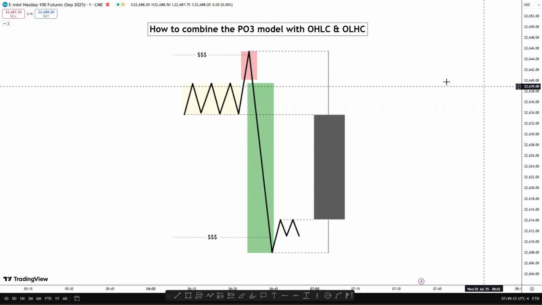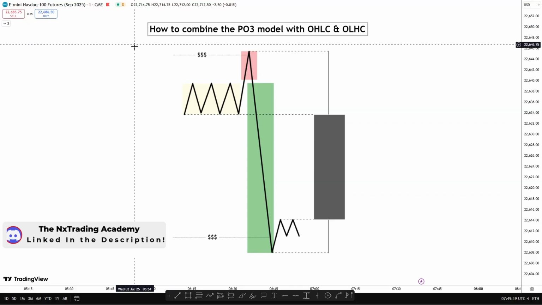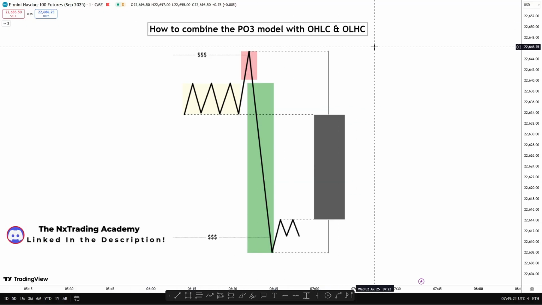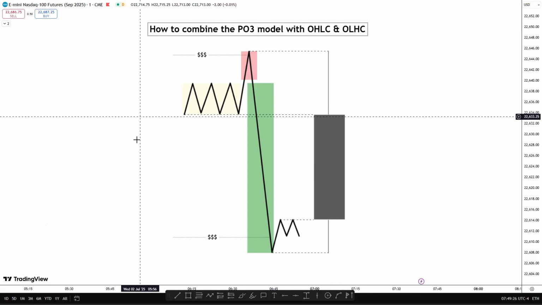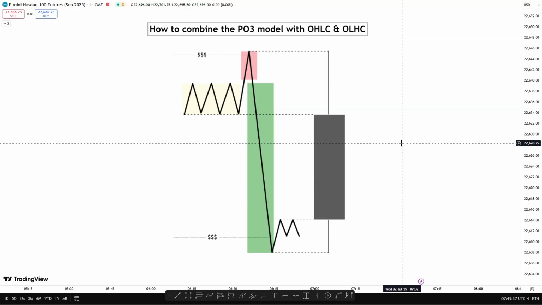In today's video I'm going to be going over how to combine the PO3 model with open, high, low, close. Now this model is extremely powerful, and when combined with the right context you can have a win rate of over 87%. So diving straight into this, I'm going to be covering the PO3 model first.